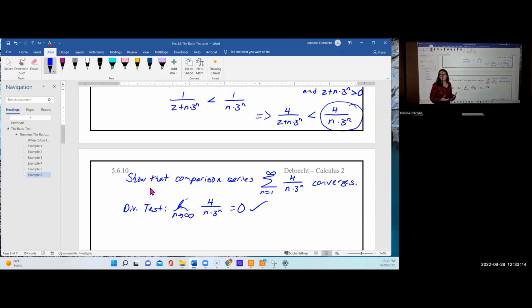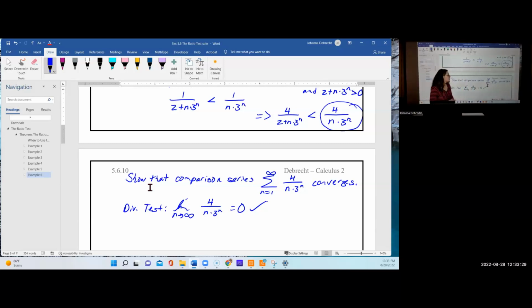And so the divergence test is inconclusive. Remember, the divergence test only tells you, hey, this guy diverges because the sequence doesn't go to 0. If it does go to 0, it doesn't tell you anything. So it's still possible. So now I'm going to use the ratio test.